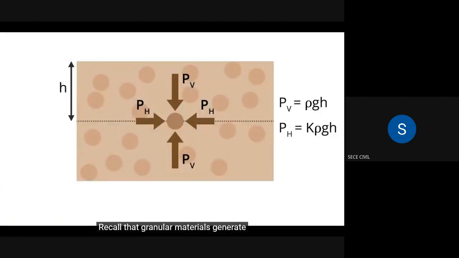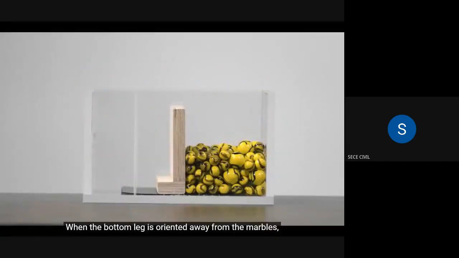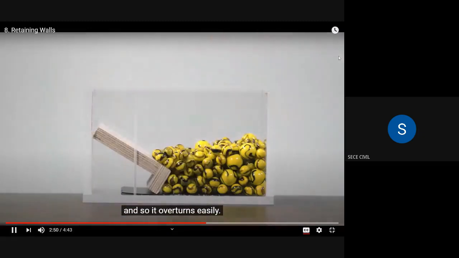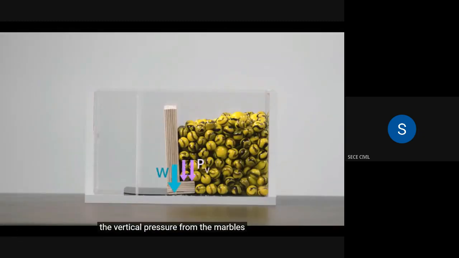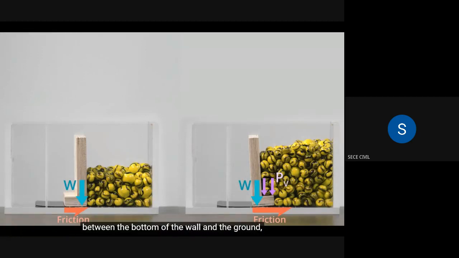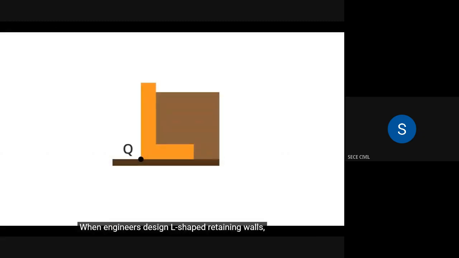Recall that granular materials generate both horizontal and vertical pressures. When the bottom leg is oriented away from the marbles, overturning is resisted only by the weight of the wall itself, and so it overturns easily. When the bottom leg points towards the marbles, the vertical pressure from the marbles helps to keep the wall upright. The downward pressure also increases the friction between the bottom of the wall and the ground, thereby reducing the likelihood of sliding. When engineers design L-shaped retaining walls, they imagine them overturning about the point labeled Q.